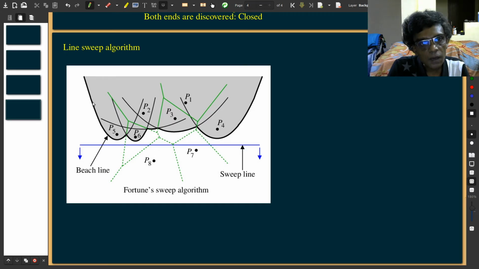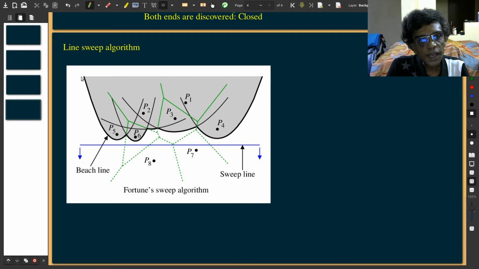This arc from here to here corresponds to P5. From here to here, it corresponds to P6. From here to here, P2. From here to here, P3. And from here to here, P4. Actually, we will see later that I will never maintain this line explicitly. We will only maintain this sequence P5, P6, P2, P3, P4, the sites to which the arcs belong.